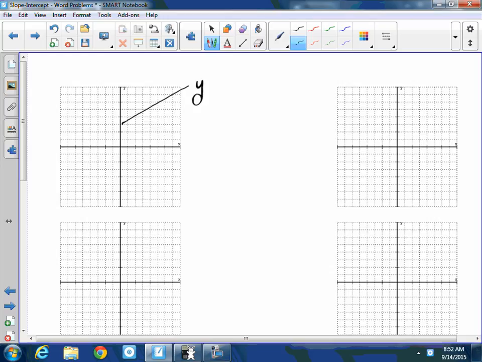And then we're going to label it Y equals 15x plus 95. That's our first one. See, you're just sketching what you're doing. It doesn't need to be correct. It does not need to start at 0.